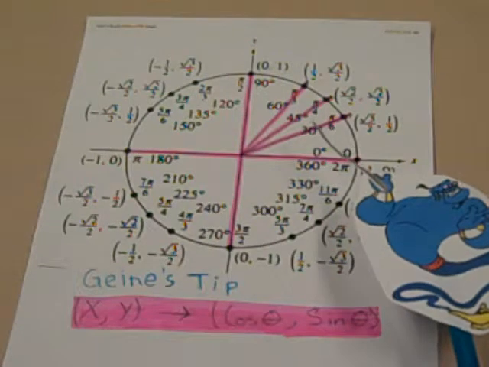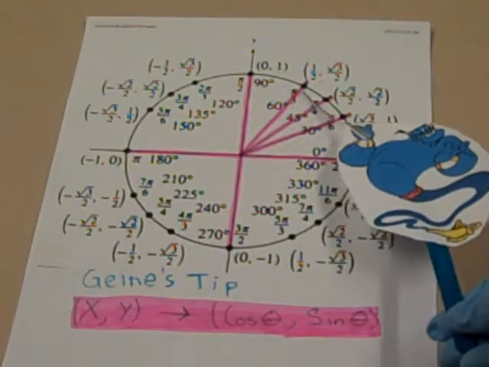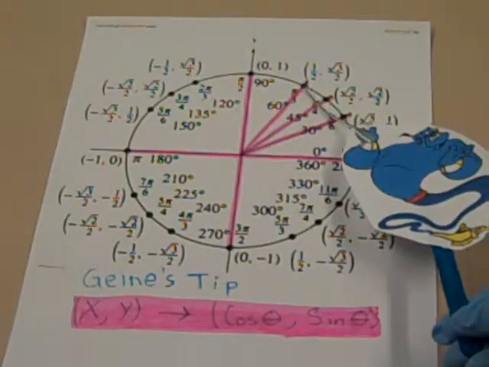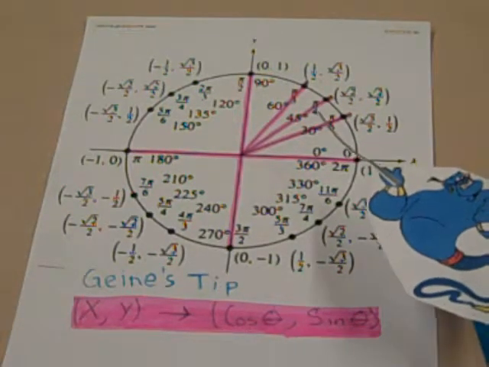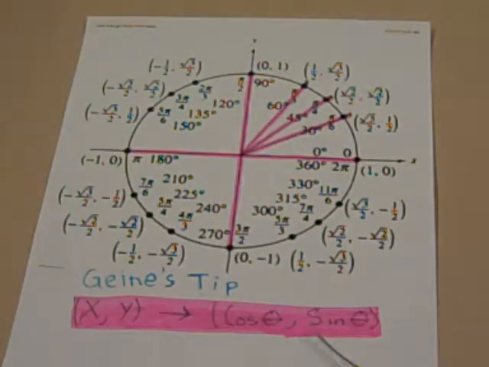The ray of each angle intersects the unit circle at a point that can be found by taking the cosine and sine of the angle. For each point, the sine of the angle is the y-coordinate, and the cosine of the angle is the x-coordinate.